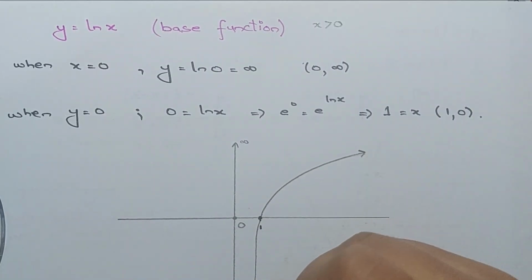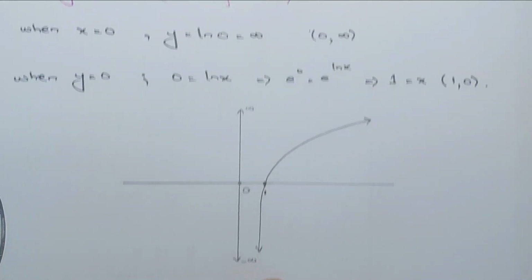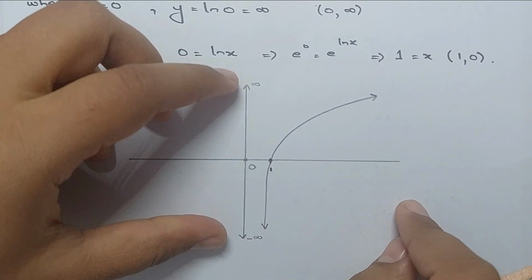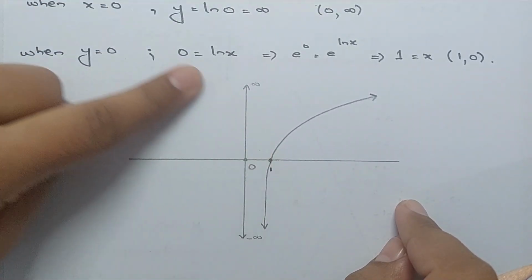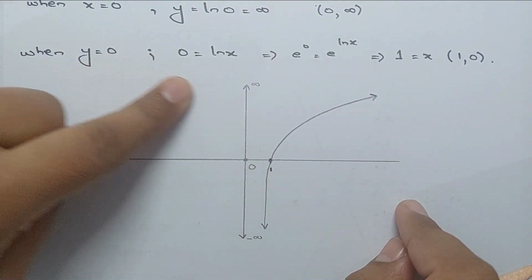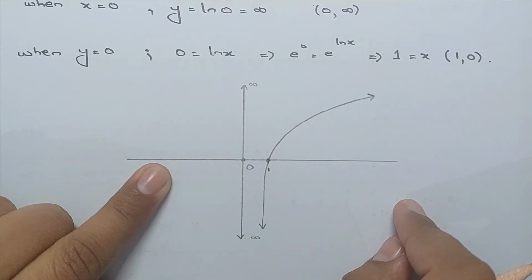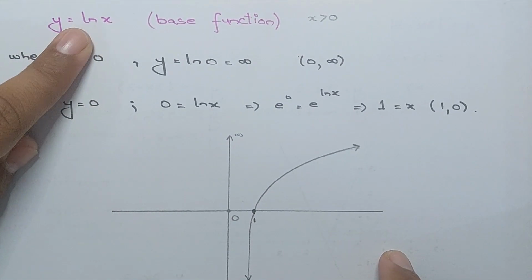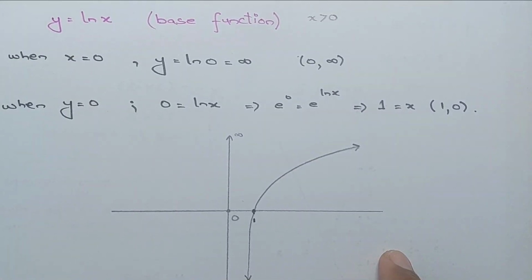I hope this is clear now, why the shape is like this and not the other way around. The y values are constant, positive and negative infinity, but the shape could be on the other side. But when it is on the other side, when x is 0, minus 1, minus 2, minus 3, ln is not possible. The natural log of negative numbers does not exist. I hope this is clear now, right? Now this is for the base function we have done.